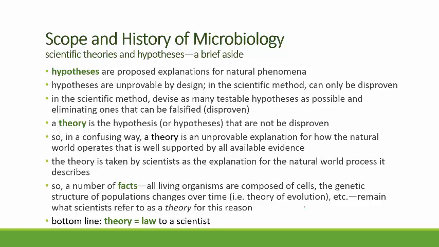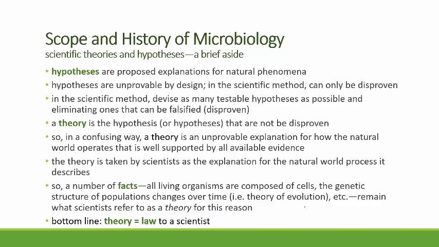So in this really kind of confusing way, a theory is an unprovable explanation of how the natural world operates that is well supported by all the available evidence. So if contrary evidence turns up, then that theory has to be re-examined and altered to accommodate whatever this new contrary evidence is. So a theory then is a hypothesis that has been so well tested that it cannot be disproven and therefore is taken by scientists as the explanation for the natural world process that the theory describes.